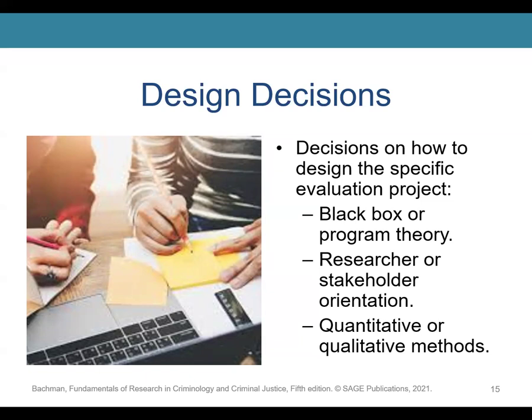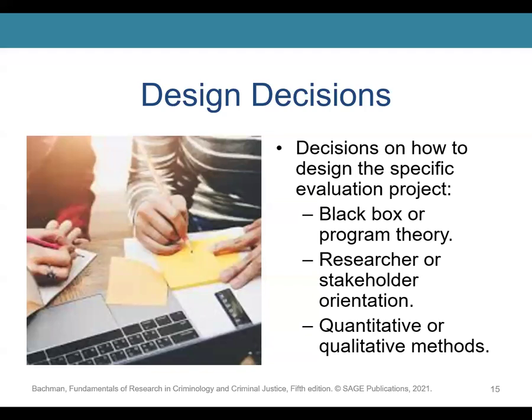Researchers or stakeholders and orientation, whose goals matter the most? Are we really looking at the generation of data, or are we looking at the reduction in crime? And then the third is the quantitative or qualitative method. Which method provides the best answers to the questions that we're posing? And this goes back to what we're talking about as far as the way that we want to measure our data.